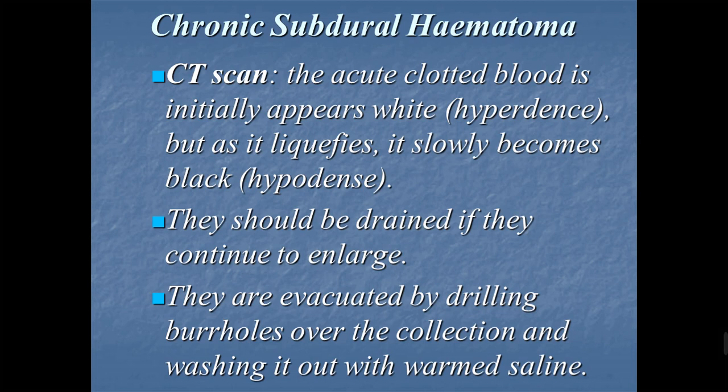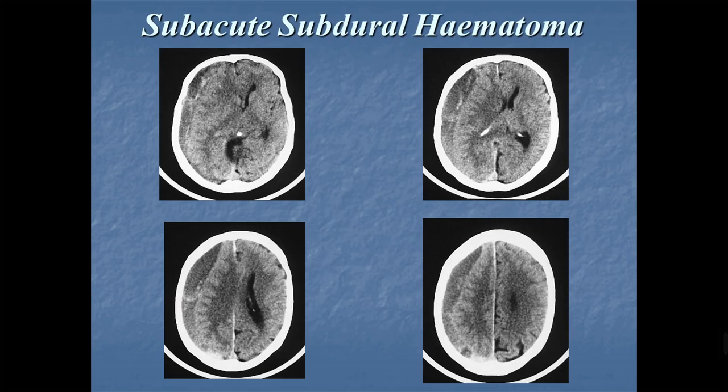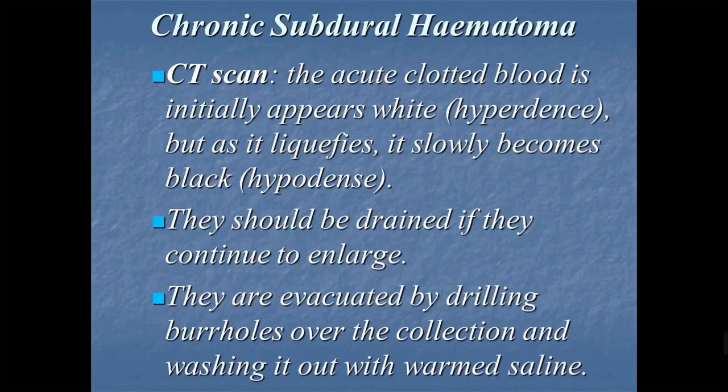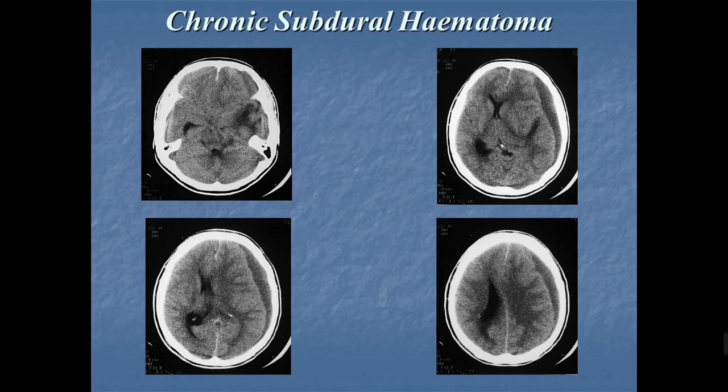In CT scan, the acute clotted blood initially appears white, hyperdense, which you just saw a while ago. Then it liquefies and slowly becomes black, or hypodense. Hypodense, as you can see, this is a hypodense crescent shape. This is a case of chronic subdural hematoma.